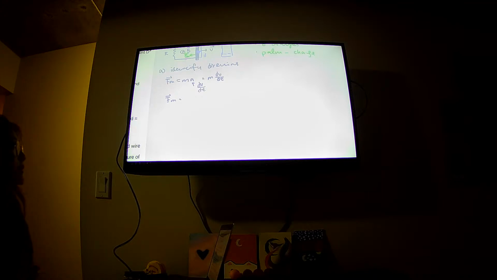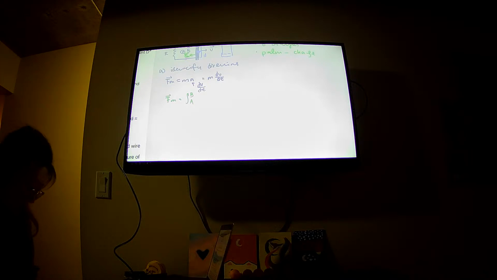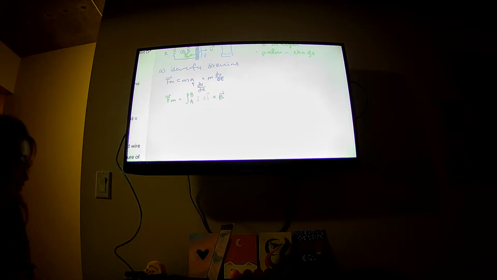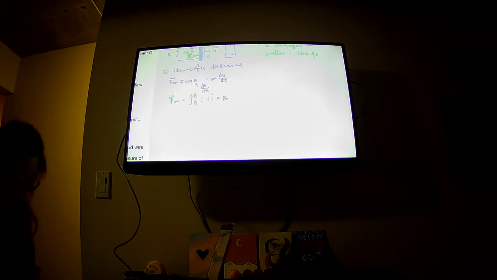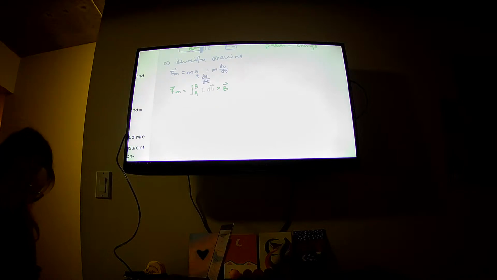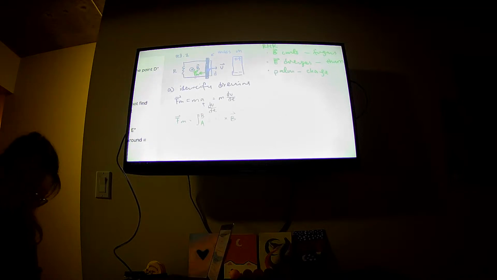So this is the one formula that you need to have in your formula sheet about EMF and these bar situations. You have to write that your EMF is equal to the integral of your I dL crossed by the magnetic field. This is the one thing you need to know to solve these problems. And now you decide that your current is going downward.